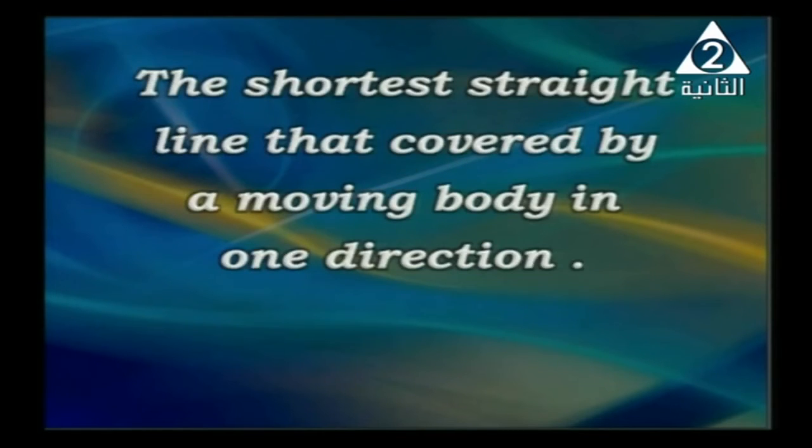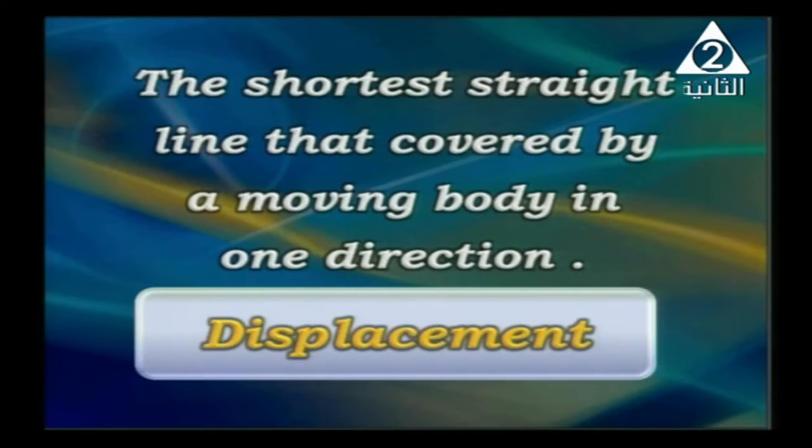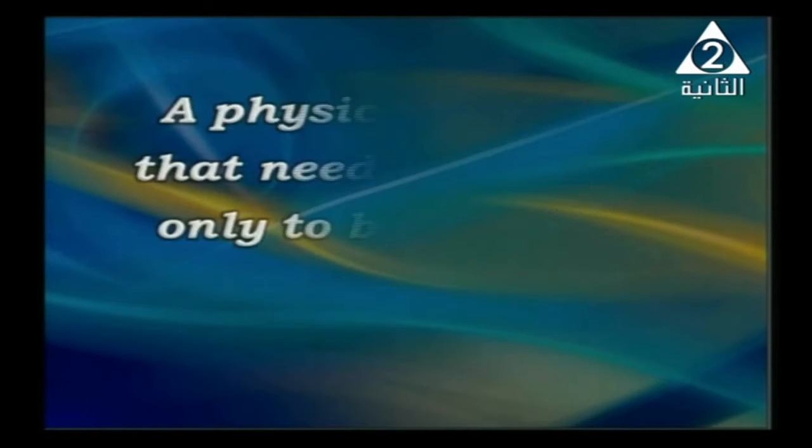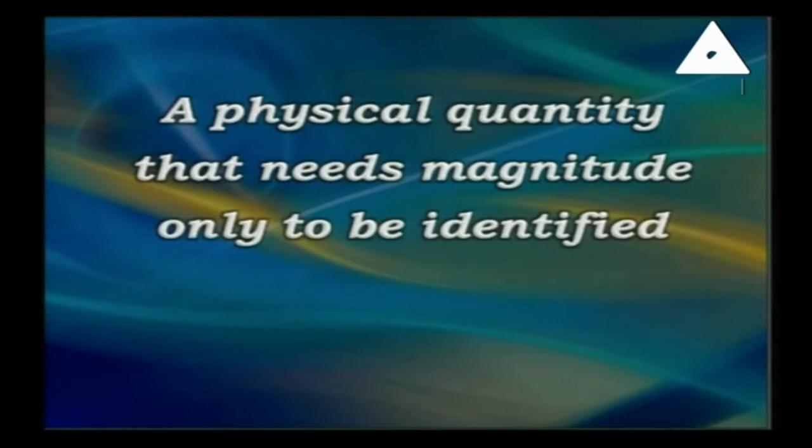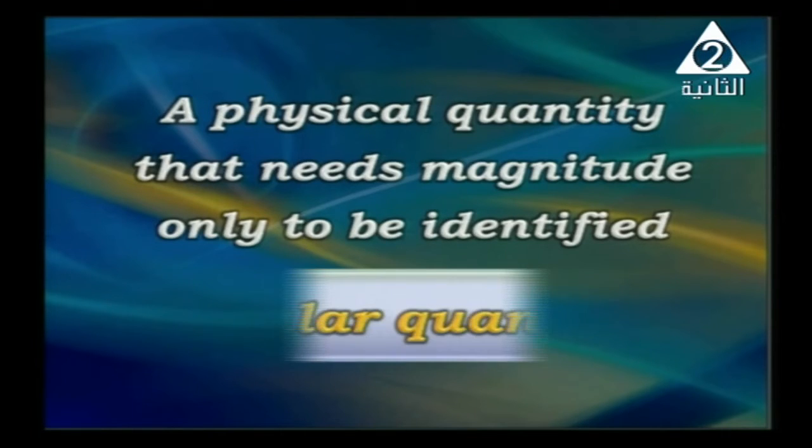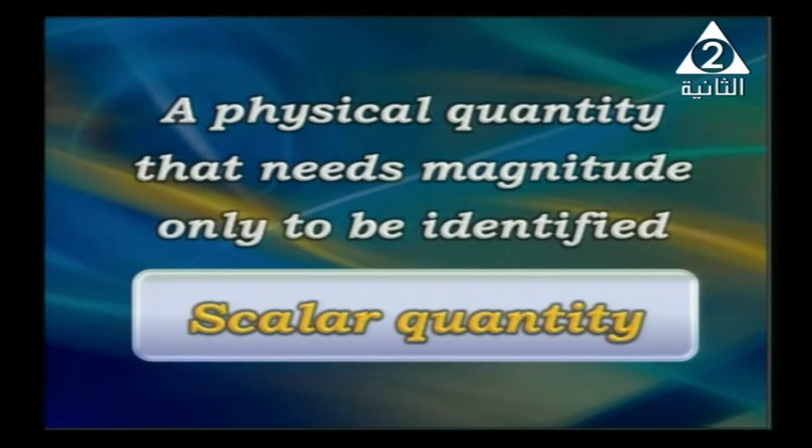Another one: the shortest straight line covered by a moving body in one direction or an indefinite direction. The shortest straight line, it means what? It means displacement. Another one: a physical quantity that needs magnitude only to be identified. Which one? It's a scalar quantity, right?